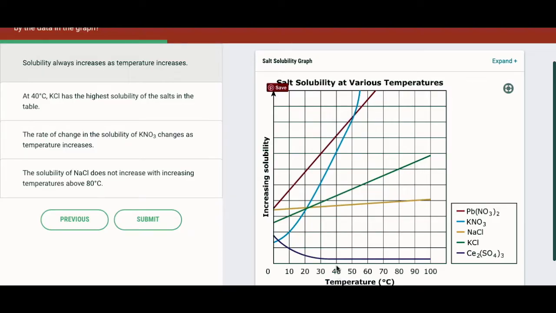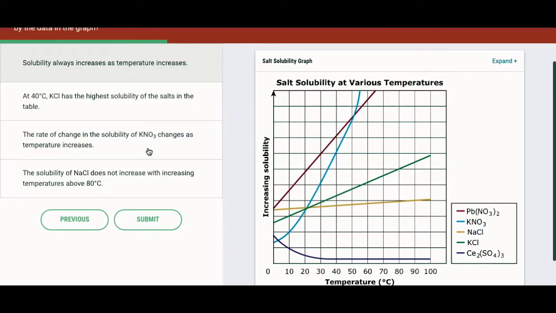So at 40 degrees, let's look at the solubility level of KCl. Right here is the solubility of KCl at 40 degrees, but it's not the highest, right? Because at that same temperature, we see that the blue line, which is KNO3, and the red line, which is PbNO32, both have higher solubility levels at 40 degrees Celsius. So therefore, this is also false. We're now down to C and D.